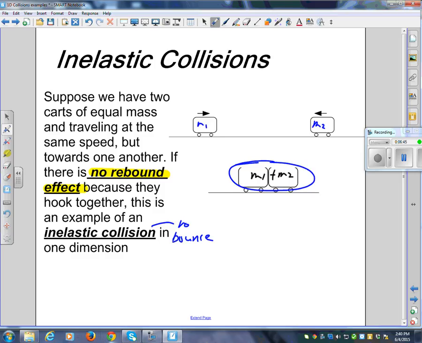It's the total. Like if this is 200 grams, then this would be 400 grams. But what would happen if they were equal velocities? Would they move anywhere? Just stay right there, right? The total momentum before must be equal to the total momentum after.